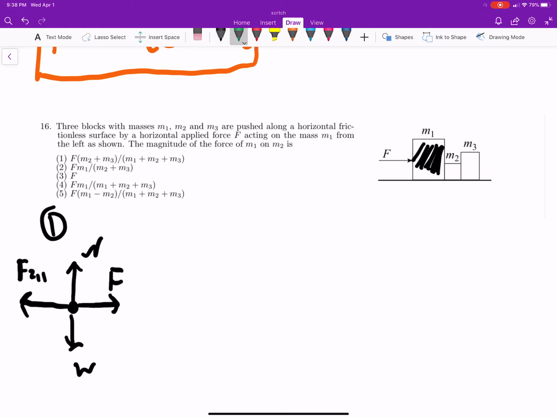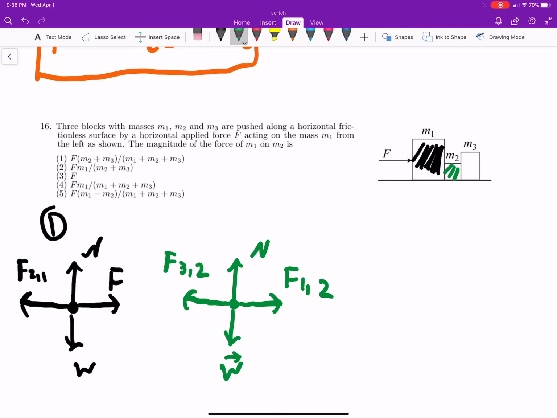Block 2, I'm going to do in green. It also has a normal force. It also has a weight force. And let's look at the forces touching it. So we have the force of block 1 onto block 2, and the force of block 3 onto block 2. And it wants to know the force of M1 on M2. In other words, what we're looking for is this force.